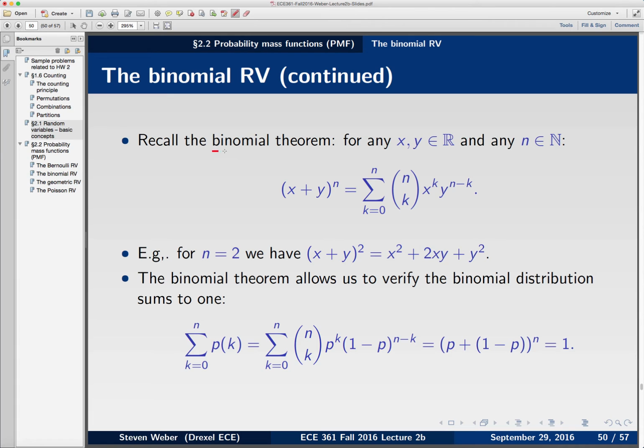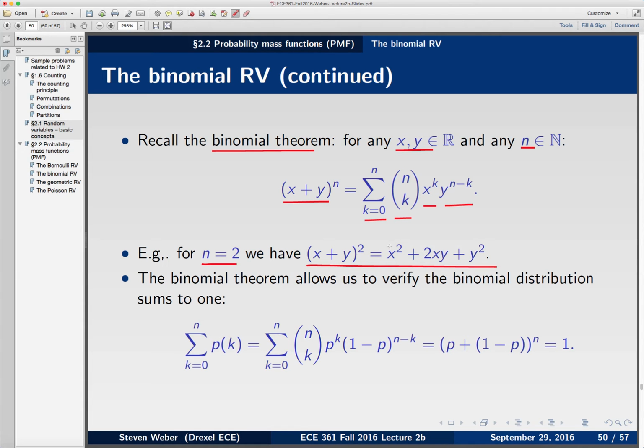So recall the binomial theorem. It says the following. Given any two real numbers, x and y, and any natural number n, the quantity x plus y to the power n is given by the sum over k from 0 to n of n choose k, x to the k, y to the n minus k. For example, in the case n equals 2, this is the basic identity that x plus y squared is x squared plus 2xy plus y squared.